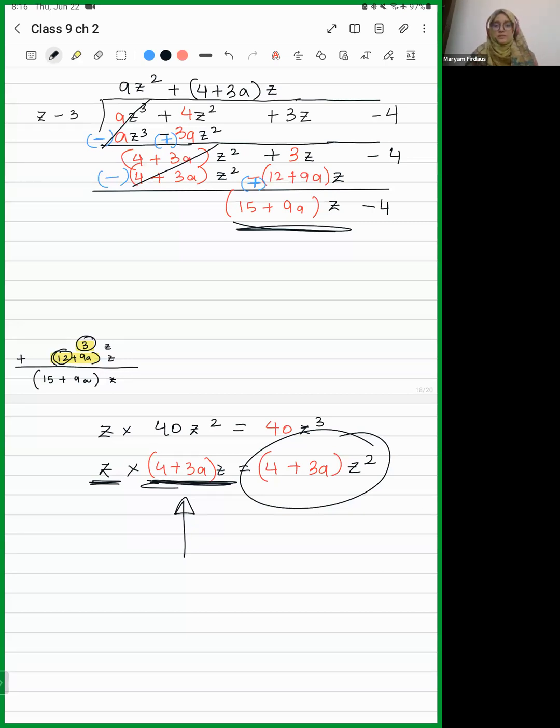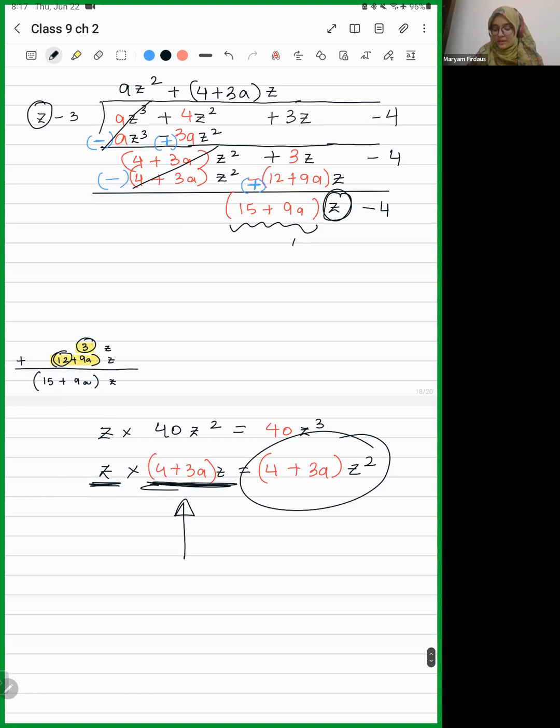15 plus 9a multiplied by z. Yeah, obviously. Z multiplied by this. What is the first term? The first term is nothing but z multiplied by the red bracket. So it is very clear that it is z multiplied by 15 plus 9a. This is positive now, so we will write positive 15 plus 9a, and that's it. Z multiplied by 15 plus 9a gives you 15 plus 9a multiplied by z. As simple as that. Now we just copy the same thing down.